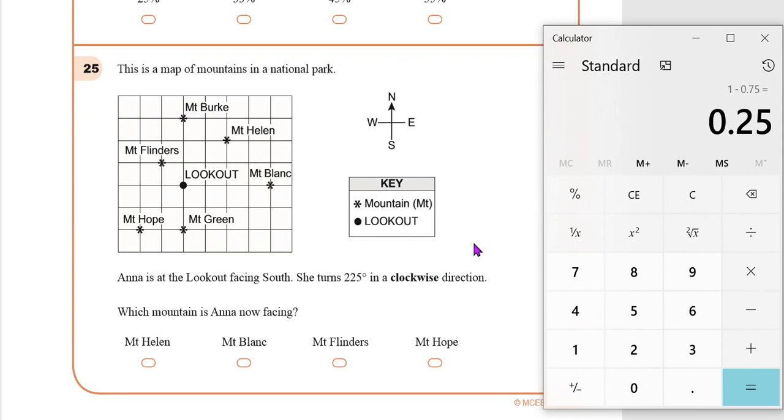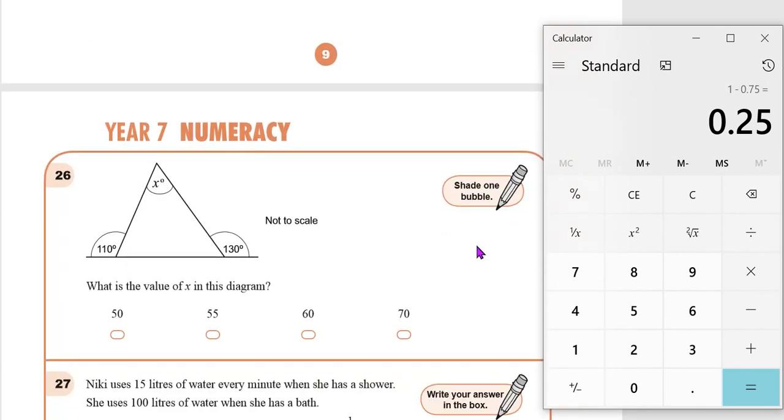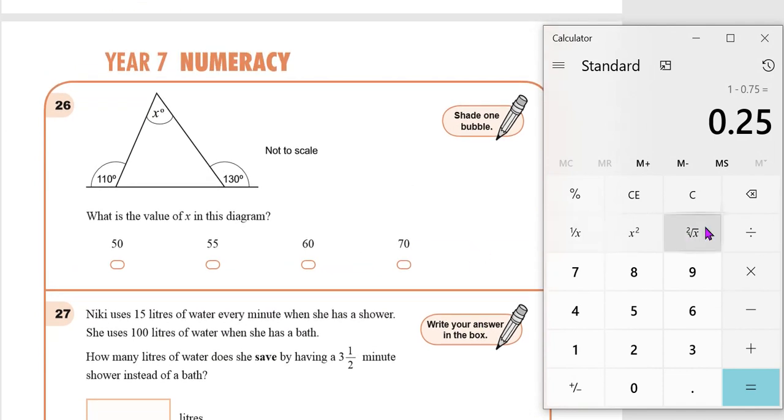Map of mountains in a national park. No, the calculator won't help so much there. This one it would a little bit, just to make the calculations a little bit quicker. A straight angle is 180 degrees. So over here, you just do 180, take 110. And that means this interior angle is 70 degrees. Do the same on this other corner: 180, take 130 equals 50. So this one was 70, this one was 50. That's 120. You get the total angles of a triangle, which is 180. Take that 120 and it gives you your remaining 60, which is the answer here.